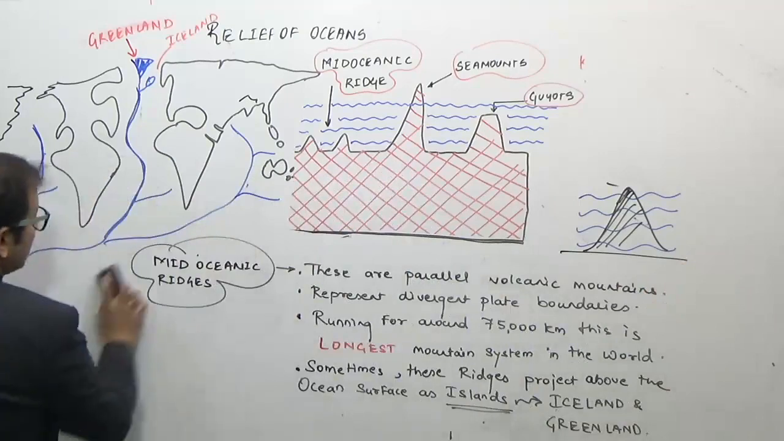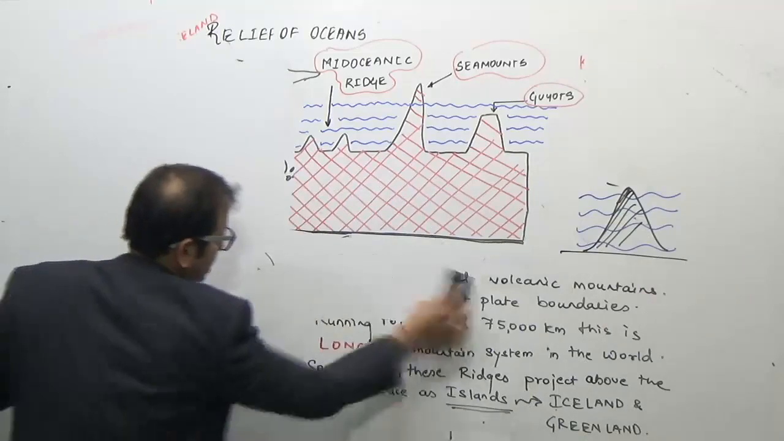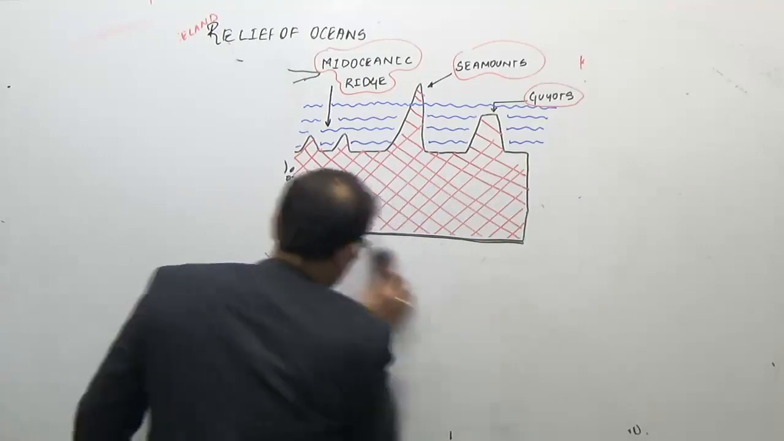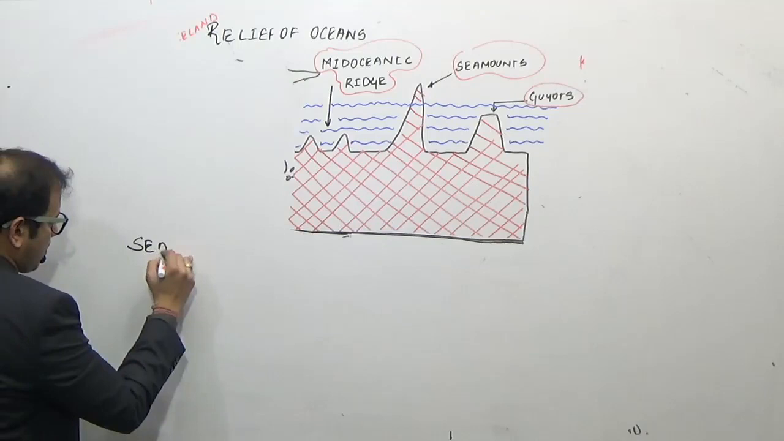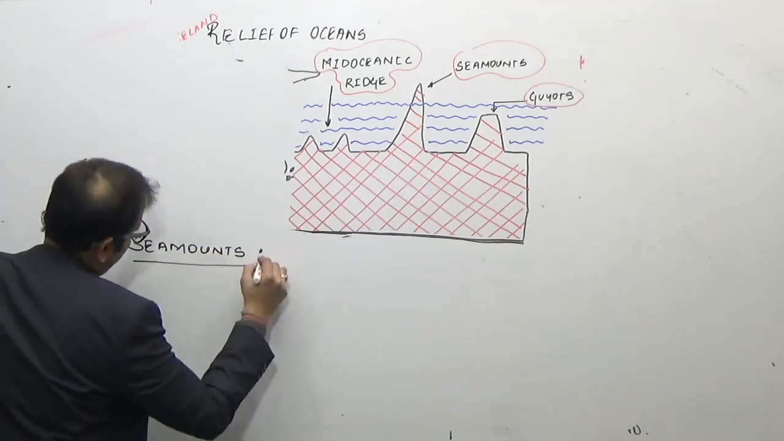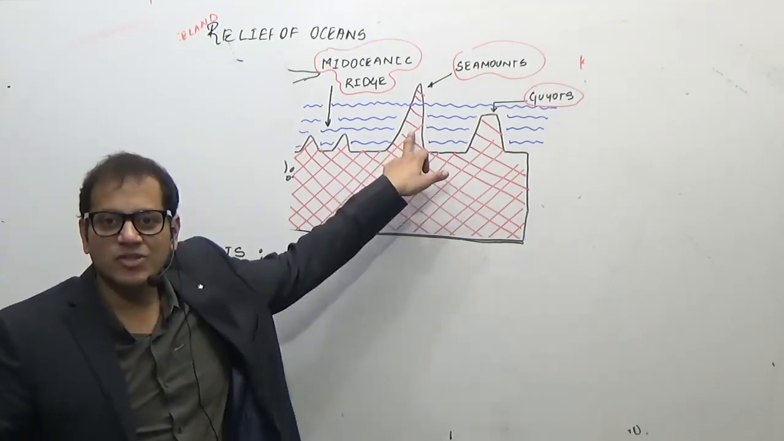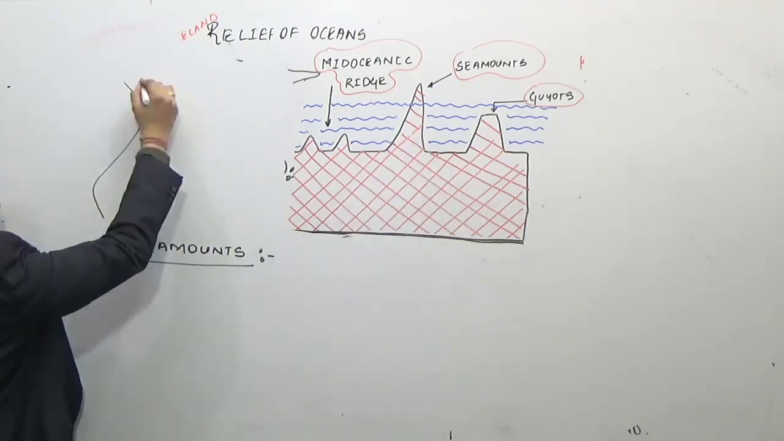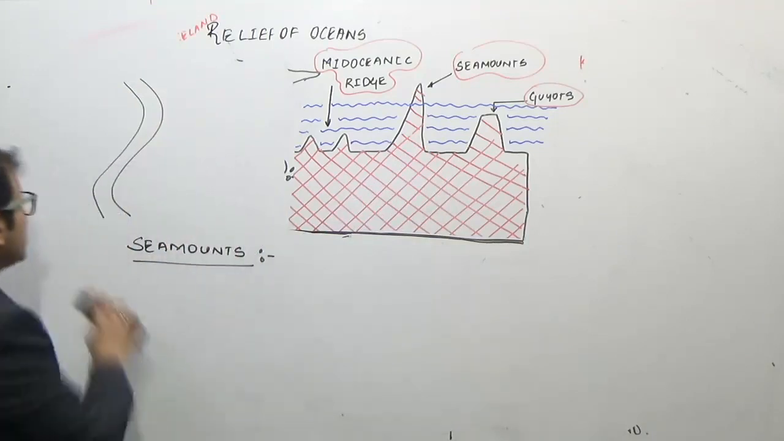The next is the seamount. What are these seamounts? Isolated mountains, as you can see. Why isolated? Because they are not parallel. The mid-oceanic ridges run parallel to each other. These two mountains in the mid-oceanic ridge run parallel to each other. But what are these seamounts?